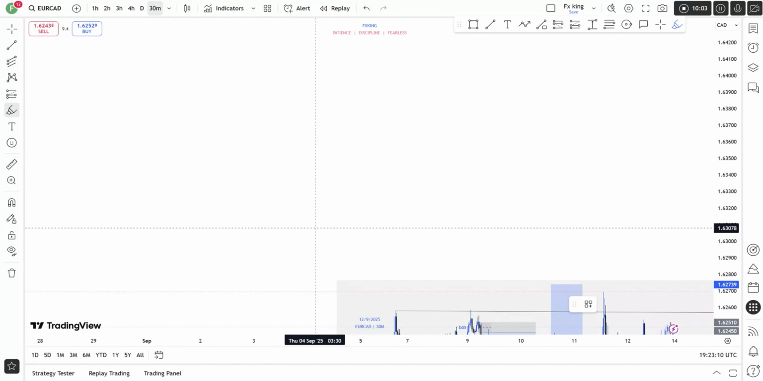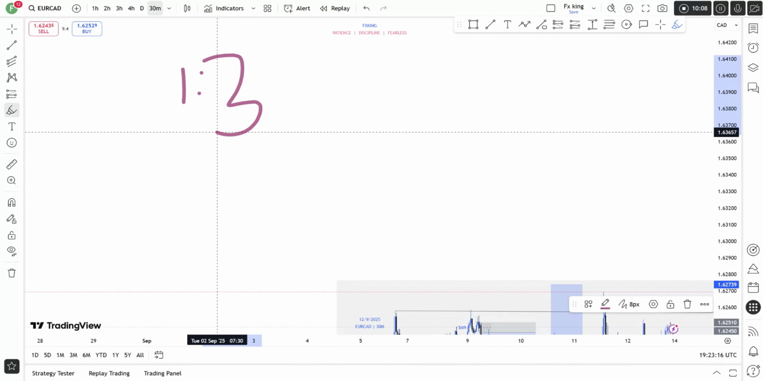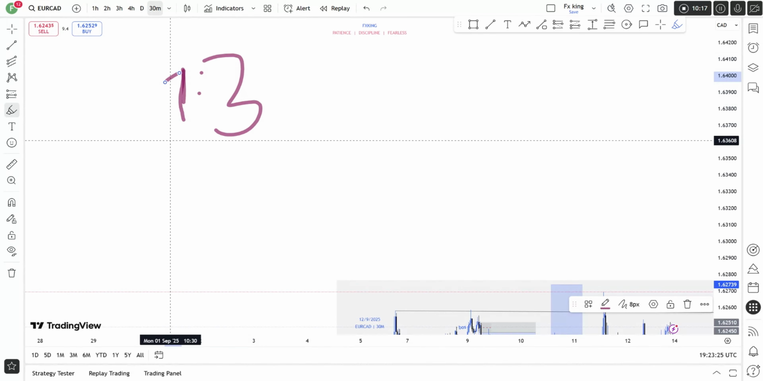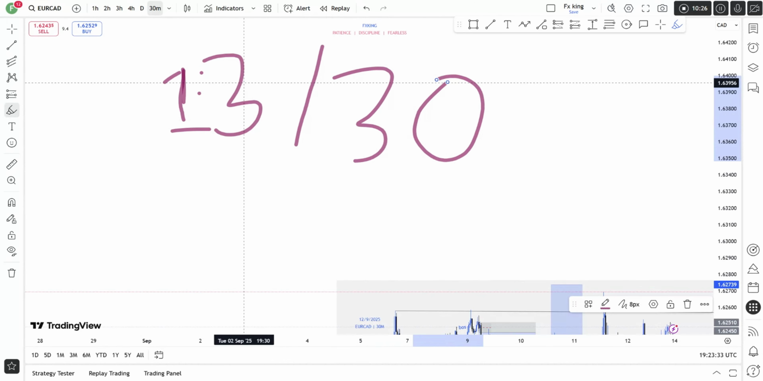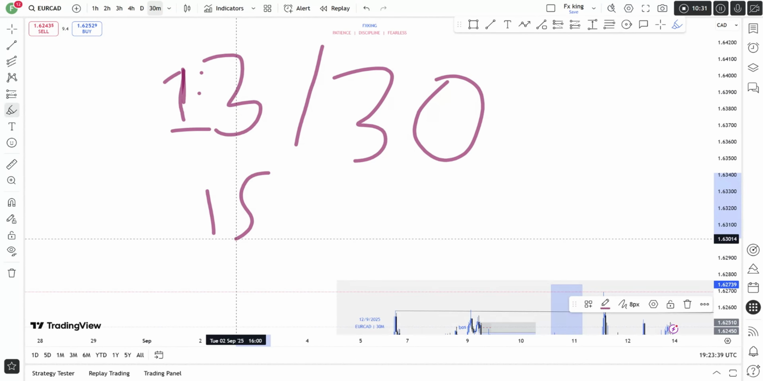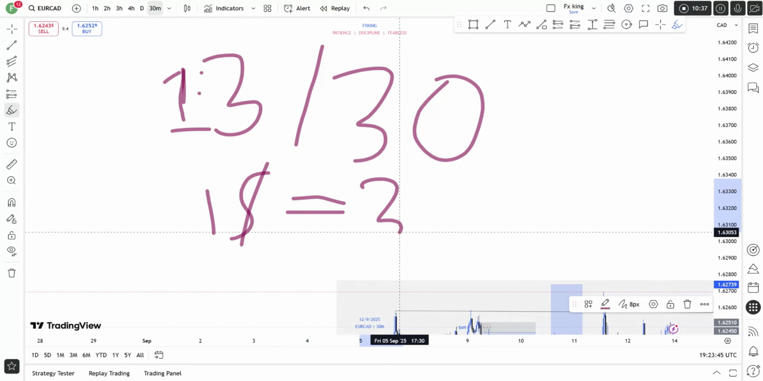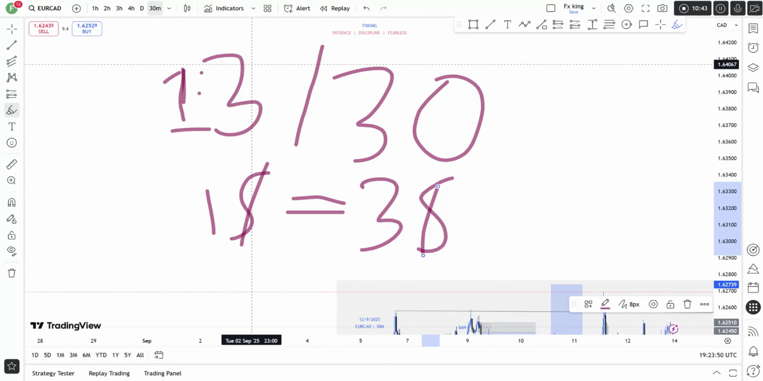So first of all, I talked about a 1:3 before in the group. Once you are able to achieve 1:3 in your trading, you only need about a 30% win rate. Now this 30% win rate: for every trade you risk $1, you are making $3. This is what this 1:3 means.